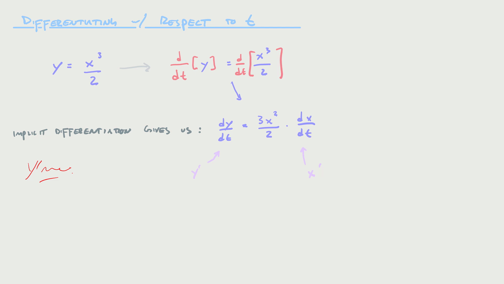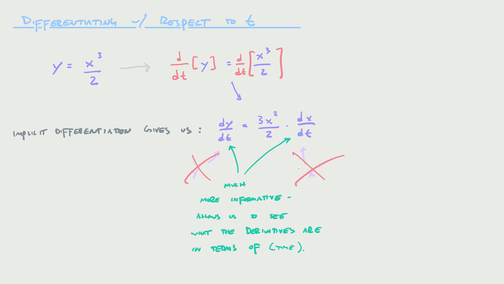Reason being is because when you look at y prime and x prime, we don't know what these things are in terms of. So instead of doing this, you really want to use dy/dt and dx/dt because it's much more informative. It allows us to see what the derivatives are in terms of time. And that's the main thing. Like the thing that it's informing us is, oh, these are derivatives in terms of time. Time is the variable that we're differentiating with respect to.